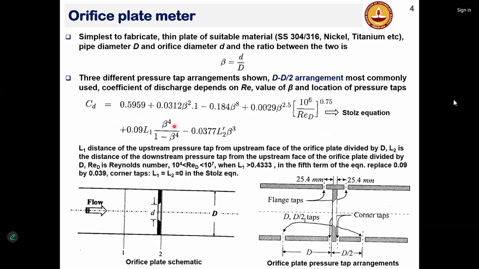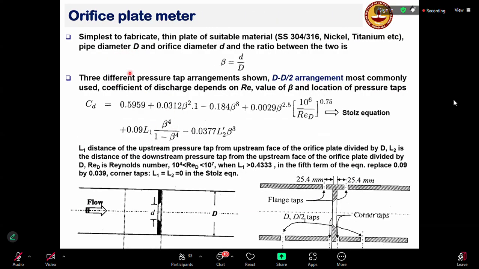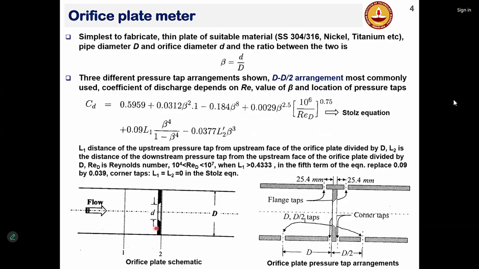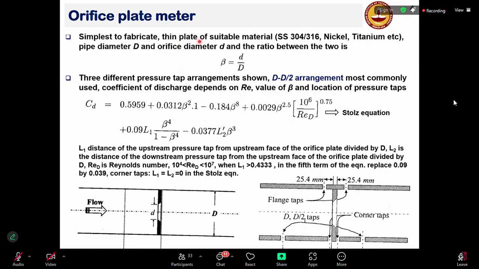So this is one of the simplest types of variable area flow meter as far as fabrication is concerned. What you do here is, this is the tube in which some flow is happening and you want to measure the flow rate. So you basically cut a section of the tube and introduce this variable area flow meter called an orifice plate. This is typically a thin plate of suitable material, typically stainless steel or nickel or titanium.